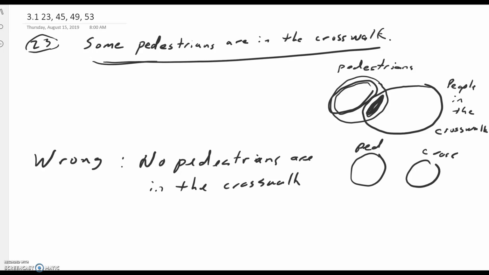So the way to negate a some statement is with a no statement. The way to negate an all statement is with a some statement. The book has you practicing this, but I thought I'd mention it.